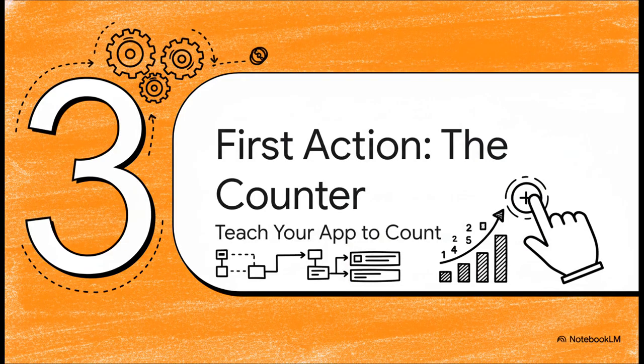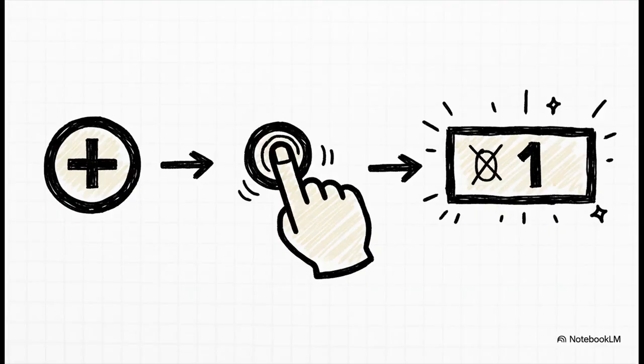All right, enough theory. The best way to really understand this stuff is to see it in action. So, let's build our very first interactive feature, a super simple counter. Yeah, we're literally going to teach our app how to count. So what's the goal here? It's really straightforward. We want a number on the screen that starts at 0. And every single time we press a button, that number goes up by 1. That's it. This is basically the hello world for interactive apps.